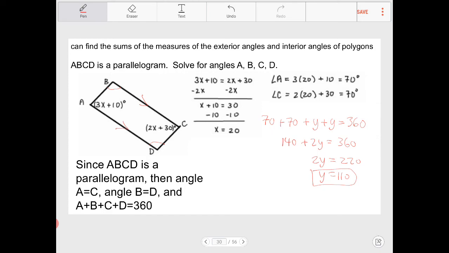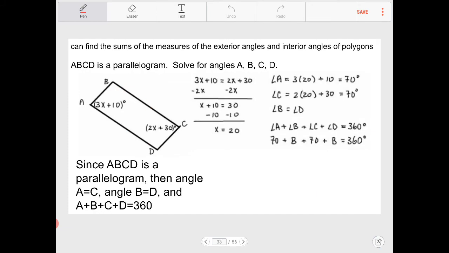You can also think of angle A and angle B as being supplementary as well. So, therefore, angle B, again, is 110.